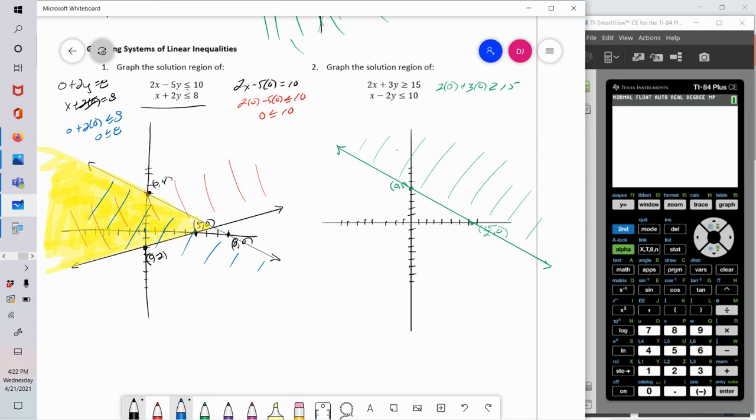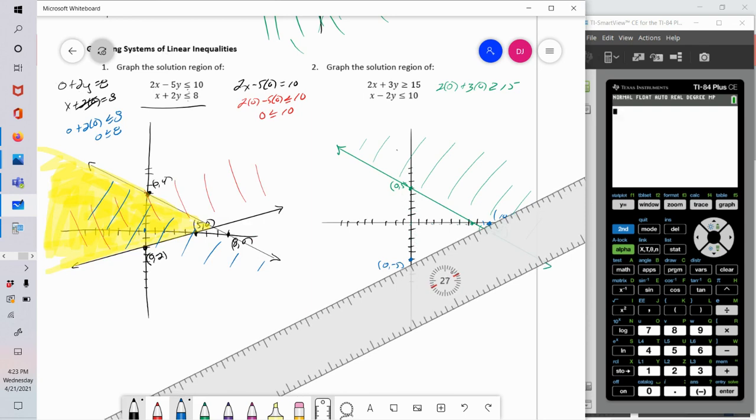The second equation, and I'll use blue for this, if x is 0, y is negative 5. 1, 2, 3, 4, 5. So that's 0, negative 5. And if y is 0, x is going to be 10. 1, 2, 3, 4, 5, 6, 7, 8, 9, 10. So that's 10, 0.